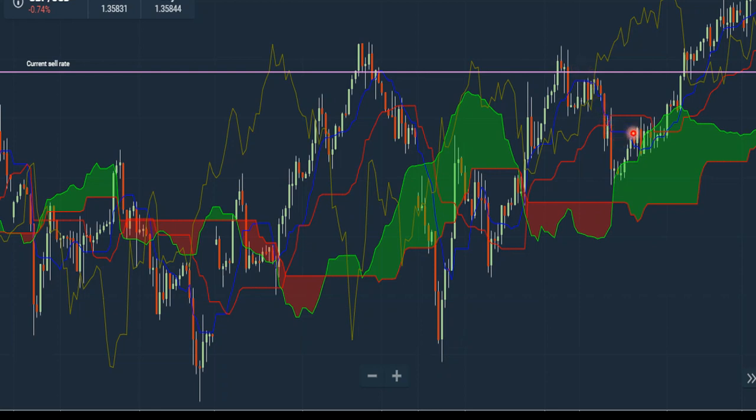If we look at this position here, we've been on sort of a downward slope, we get the consolidation, the price begins to increase, we see the crossover, so the conversion line is now pointing up and over the baseline. It breaches our cloud, so we enter at this level of consolidation here, and then we ride it up on the upwards trend.